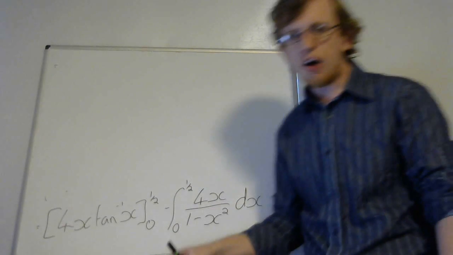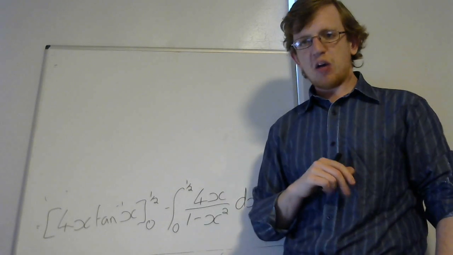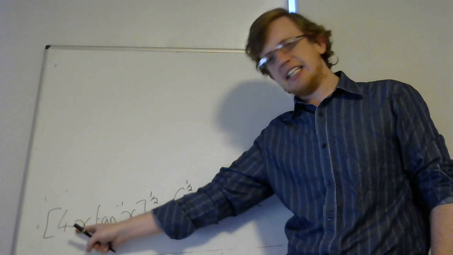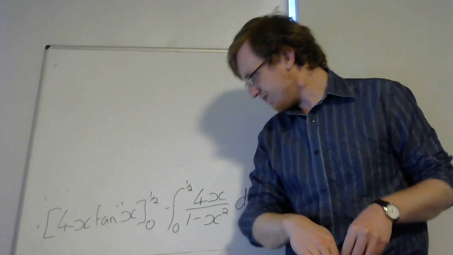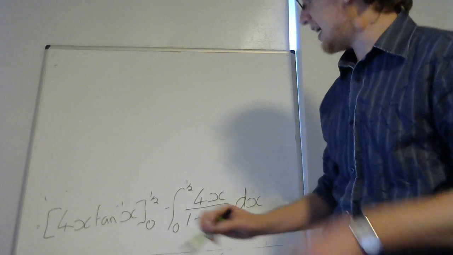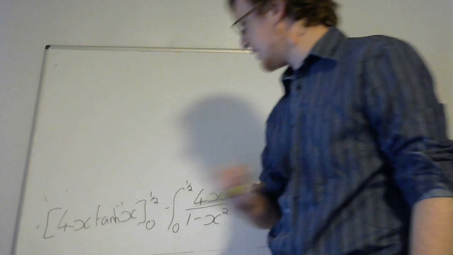First thing we've got to do is work out what this is at a half and 0 and take one away from the other. The 0 bit is easy. 4 times 0 is 0. You don't have to worry about the rest. It all comes out of 0. That should say tang, not tan. Tang.